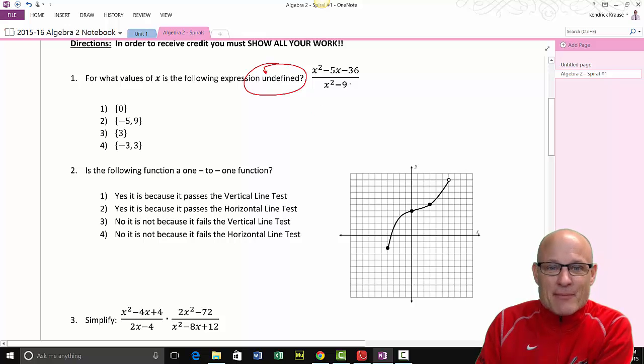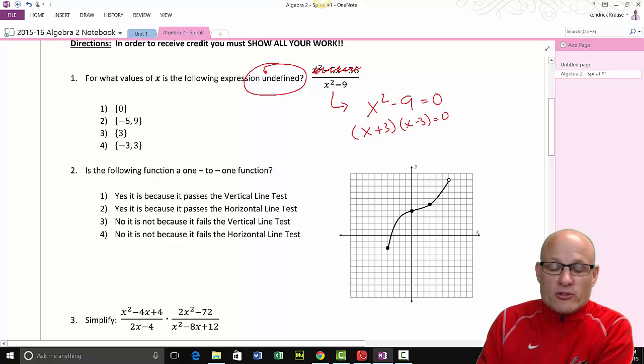A fraction is undefined when the denominator is equal to 0. So we don't even care about the numerator. All we want to know is what makes the denominator equal to 0. Now I can do this 2 ways. I'm going to do it by factoring first because I think it's the easiest. x plus 3, x minus 3 equals 0. And then if I solve these two, this will give me x equals negative 3 and x equals positive 3.